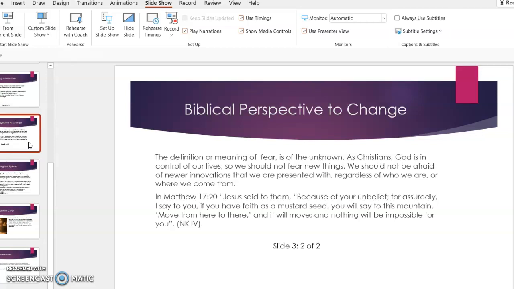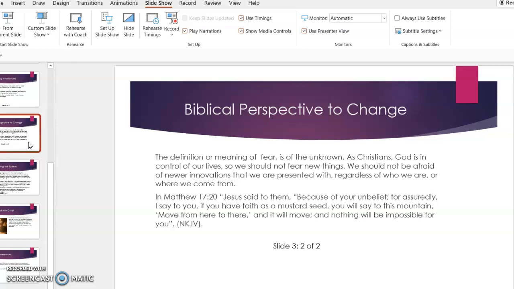In Matthew 17:20, Jesus said to them, because of your unbelief, assuredly I say to you, if you have faith as a mustard seed, you will say to this mountain, move from here to there, and it will move. I mean, just as simple as that, and nothing will be impossible for you at all. Nothing you do would be impossible because you have faith of a mustard seed.